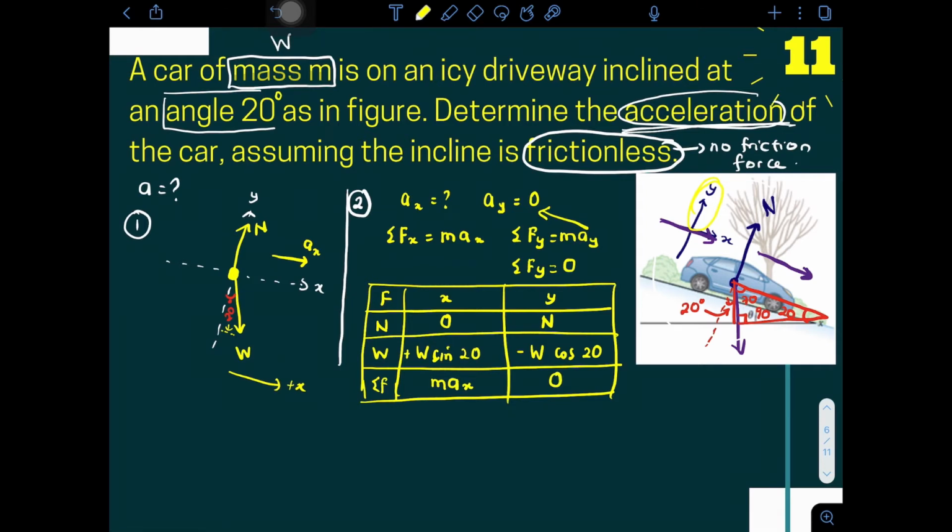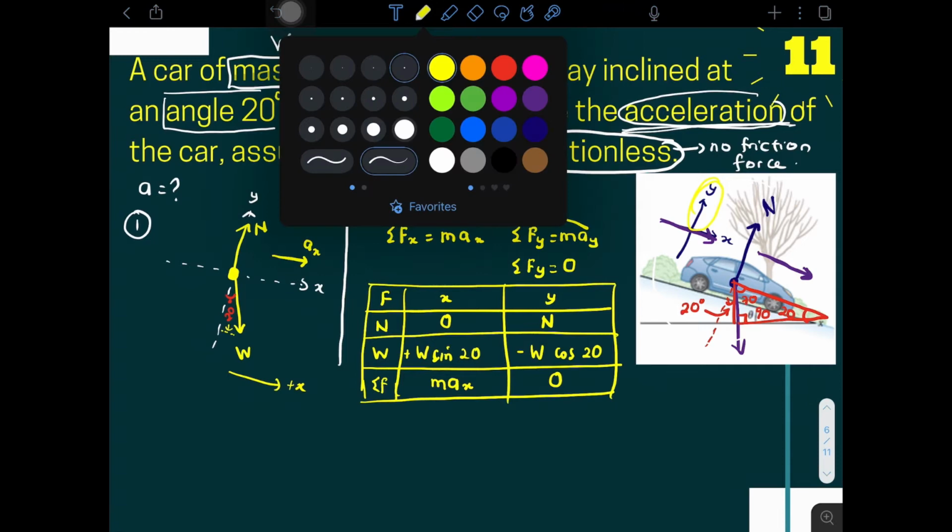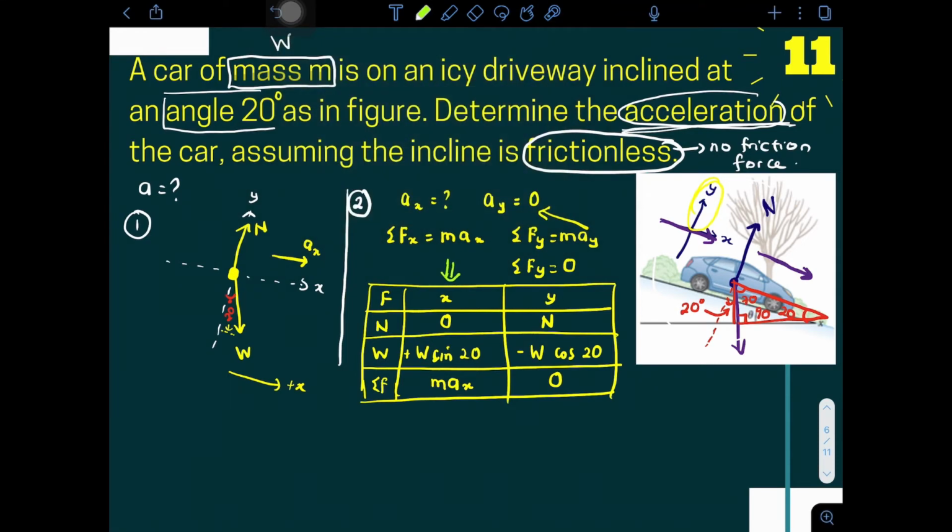Okay, so your total Fx equals max, but total Fy is 0. Because we want to find the acceleration, we will be using this column, because in Y we don't have acceleration. So total Fx equals max. Fx is 0 plus W sine 20 equals max. W is mg, so mg sine 20 equals max. So m, we can cancel it out, so we are left with g sine 20 equals the ax component.